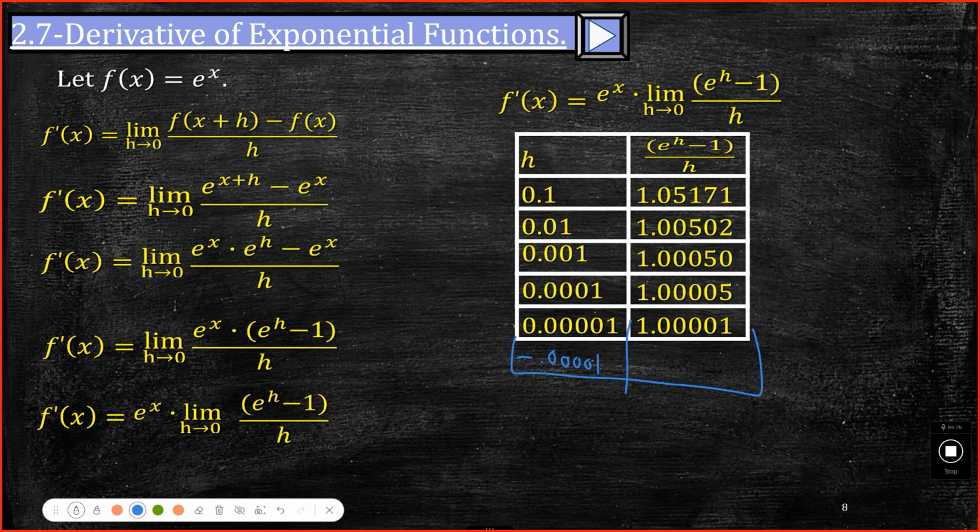What are you getting when you plug it in? 0.9999. So it is approaching it from the other side. Therefore, if we say that this is becoming what? 1, no? So it's going to be 1 times e to the x. So what's the derivative of e to the x? e to the x is itself. The derivative is itself.